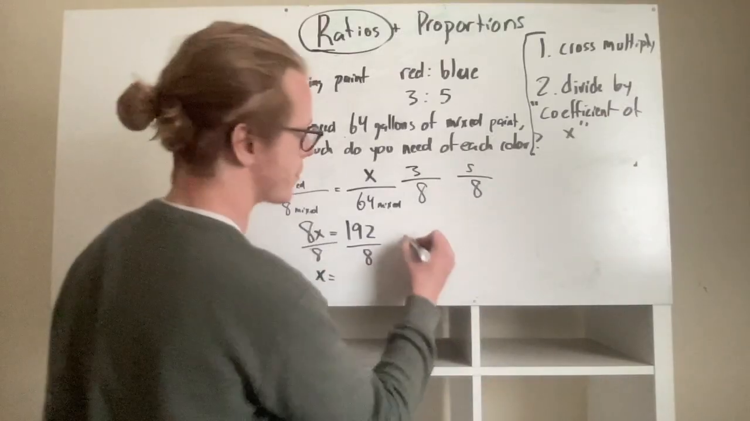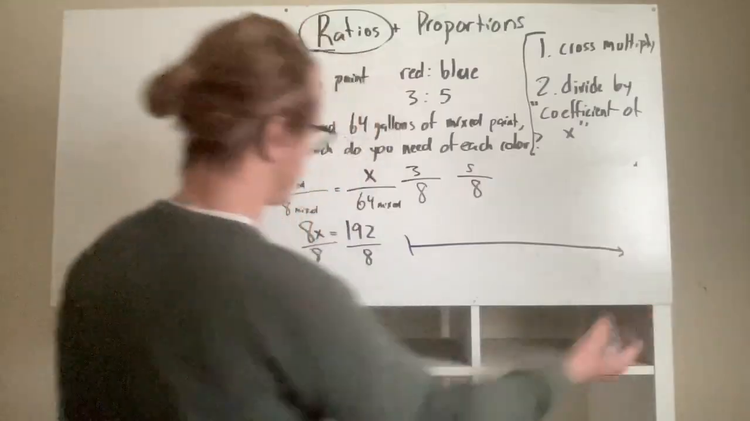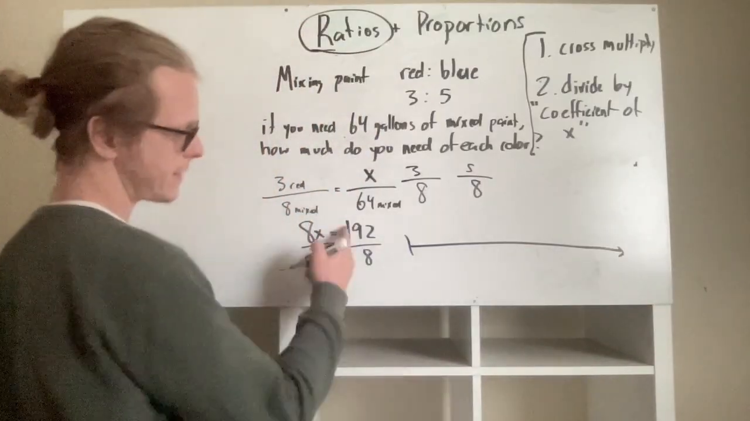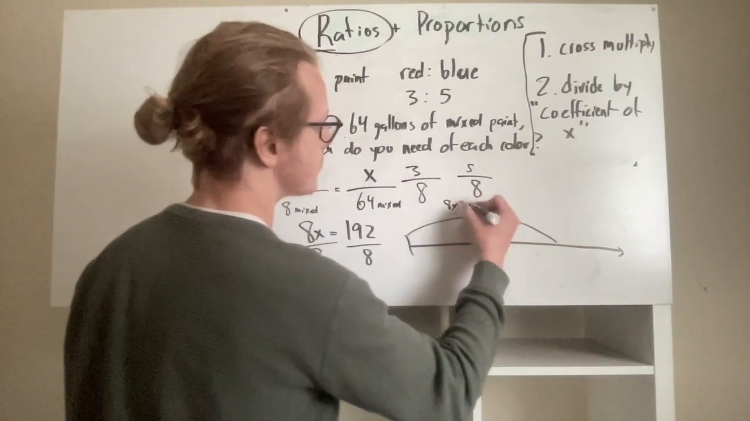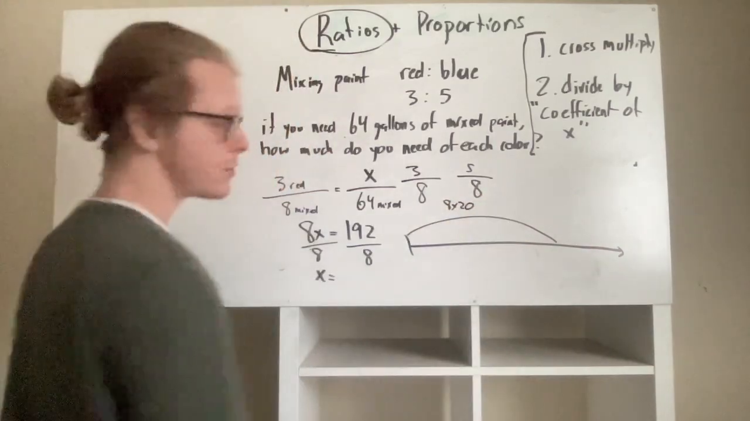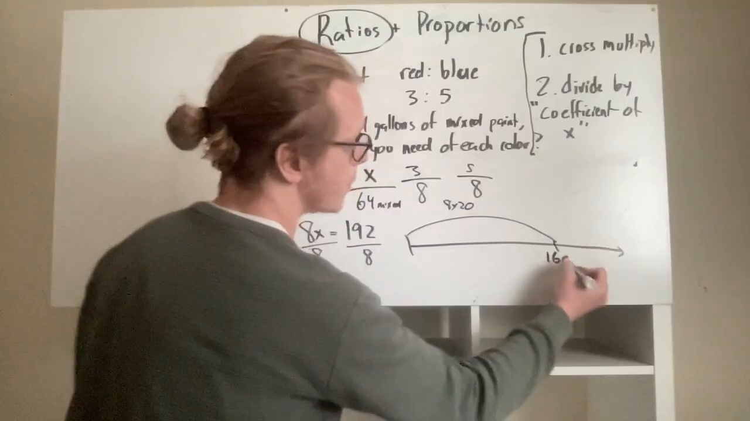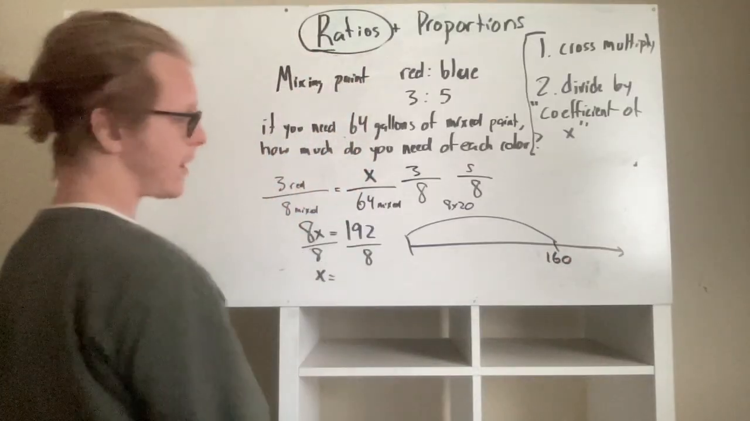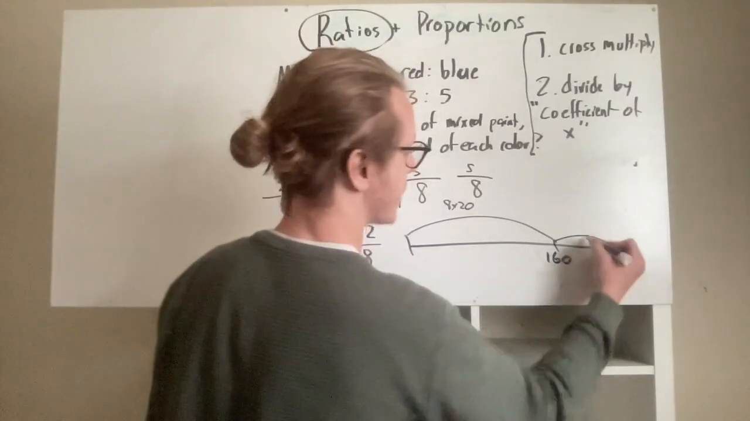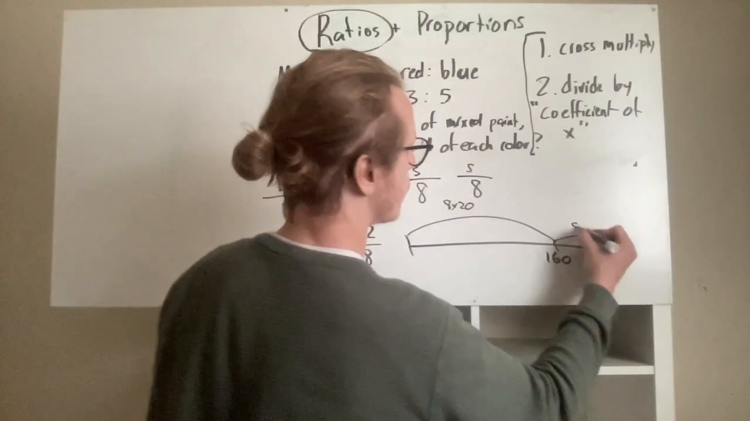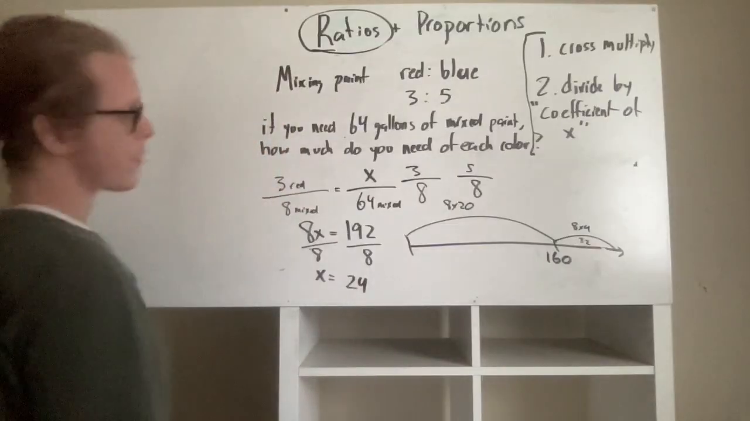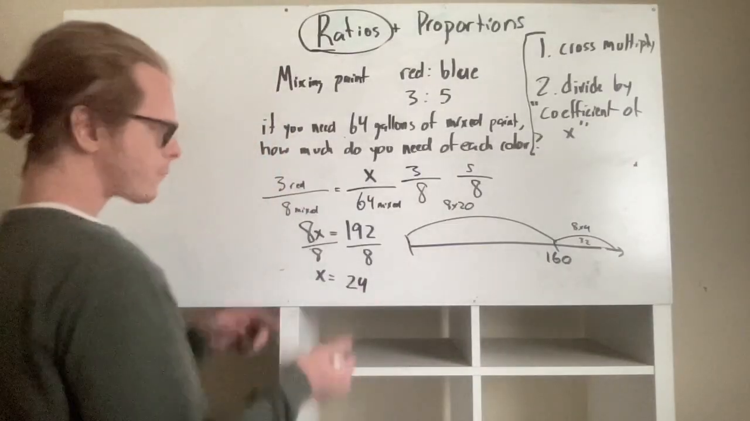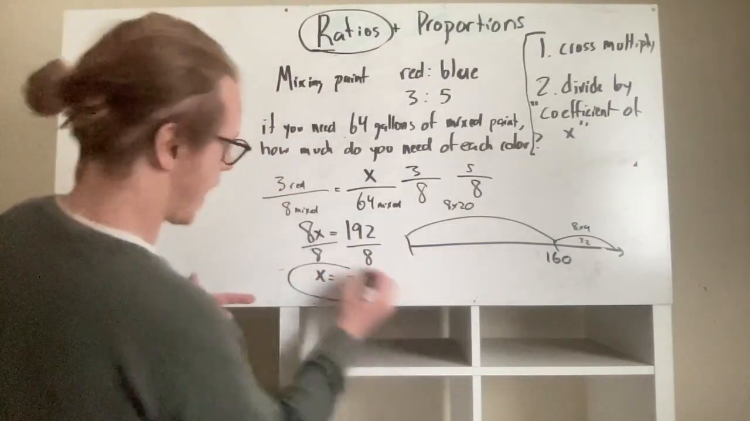Let's show this on a number line. Let's just jump up by 8s, skip counting to get to 192. Well, what's the big first jump I can make? 8 times 20, because I know 8 times 2 is 16. 8 times 20, 160. From there, how many more am I missing? I'm missing 32 more, which is 8 times 4. So 24 total. So x is equal to 24.